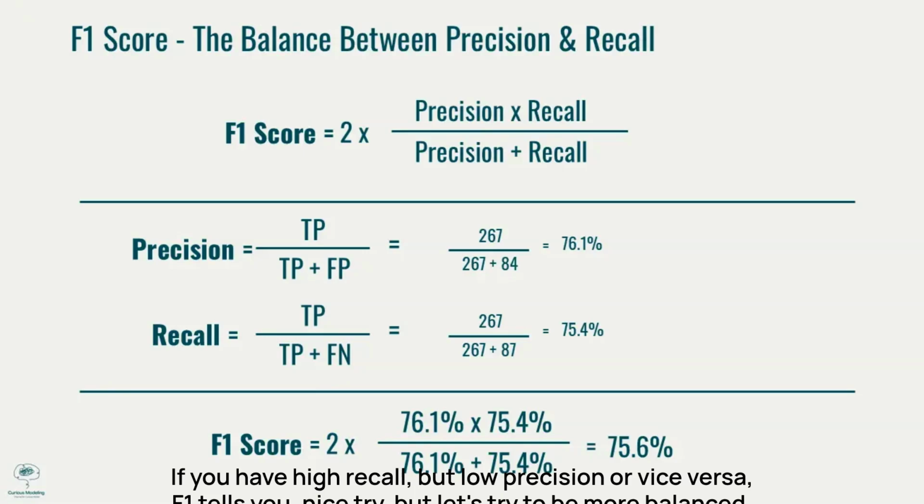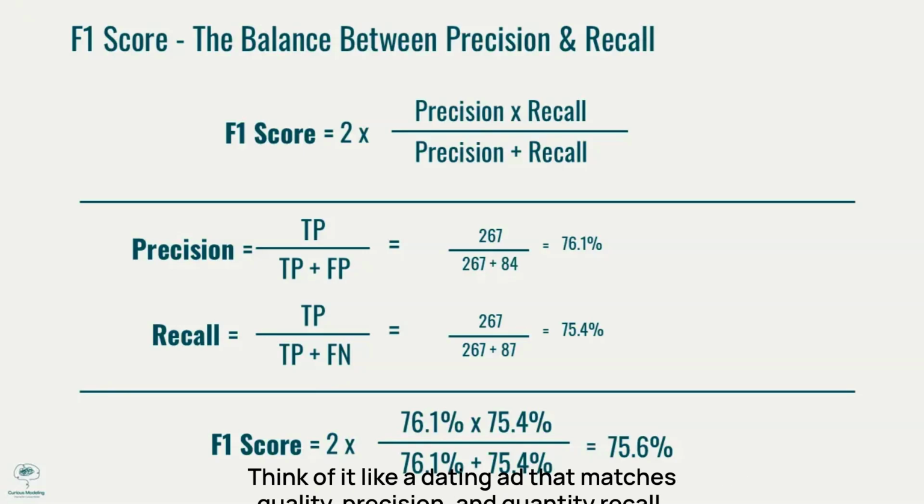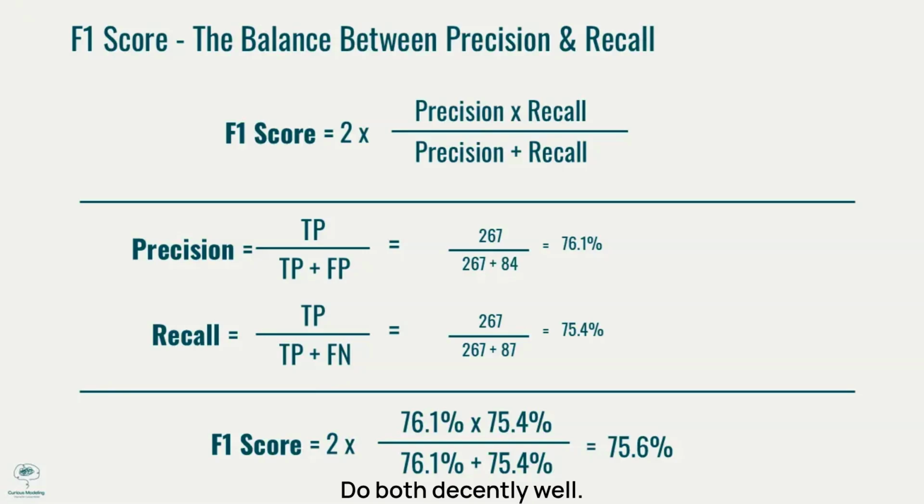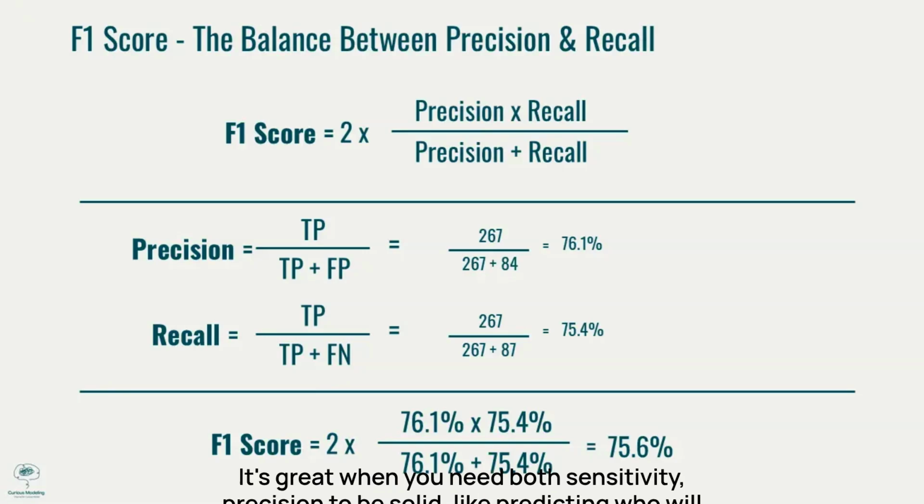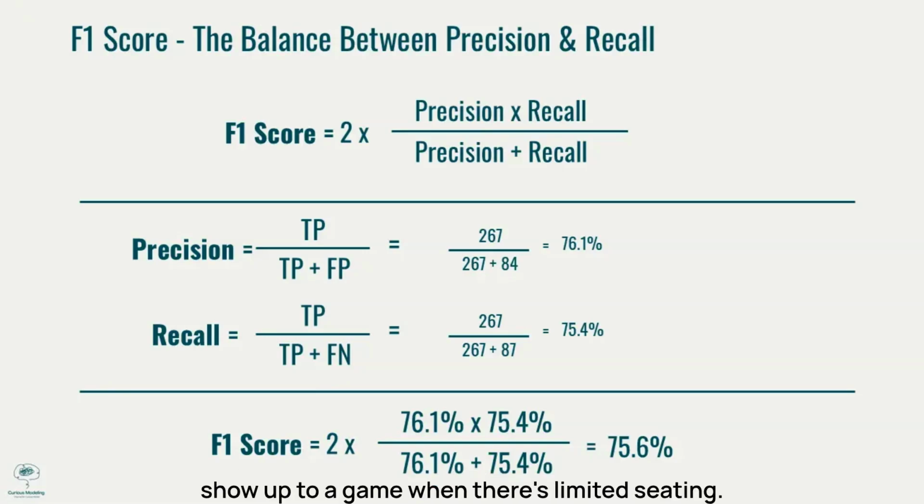be more balanced. Think of it like a dating app that matches quality, precision, and quantity, recall. F1 says, don't just send a lot of matches or just perfect ones, do both decently well. It's great when you need both sensitivity and precision to be solid, like predicting who will show up to a game when there's limited seating.